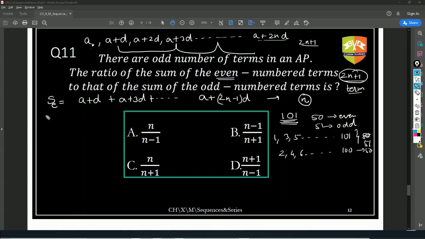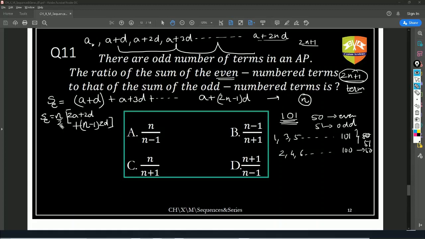So hence we have N terms here. What is SE? By the definition, first term is A plus D, number of terms is N, so can't you write it is N by 2 into twice A? What is twice A? 2A plus 2D, right? This is twice the first term plus N minus 1 into common difference. What is the common difference in the first AP? Common difference is 2D, right? So this is my SE.